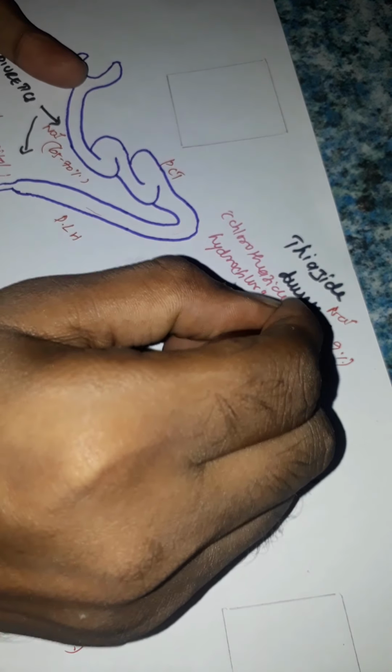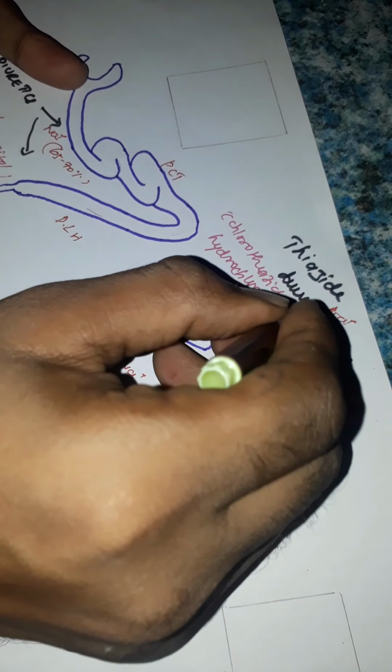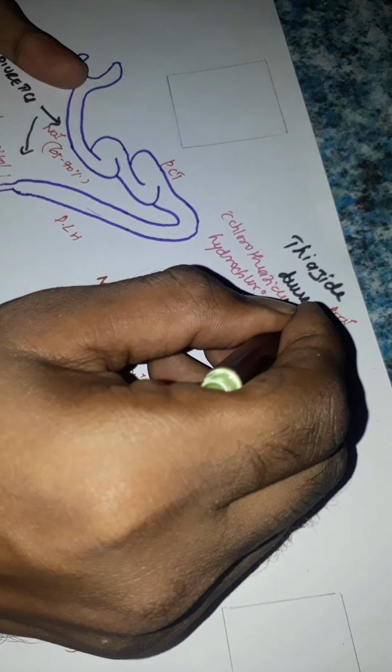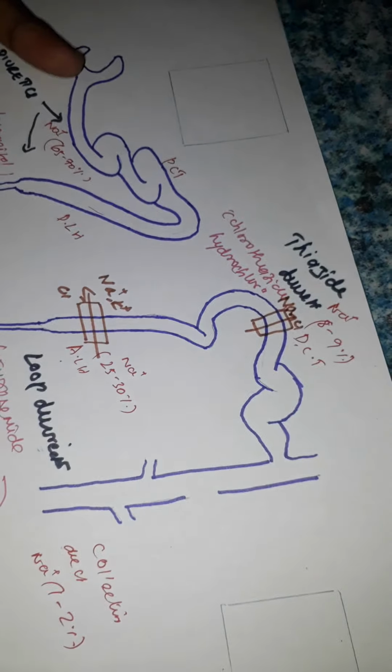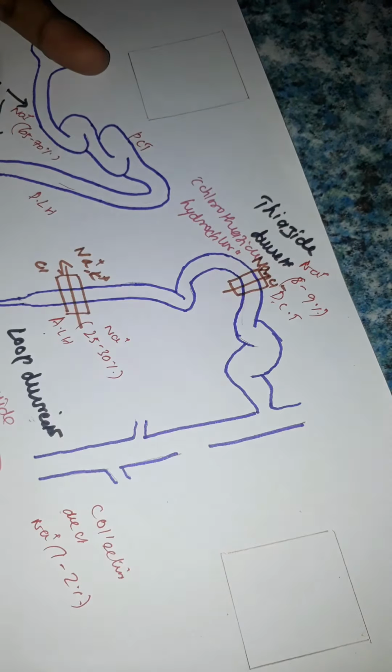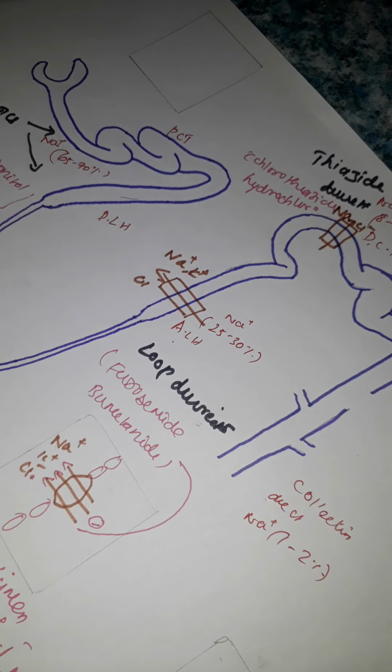It is your sodium chloride symporter. Now I'm just zooming it out, so the zoomed version of it comes here. You have your semi-permeable membrane.